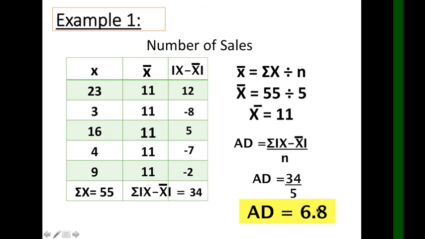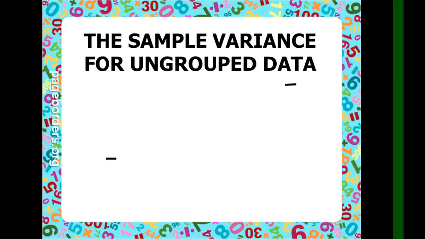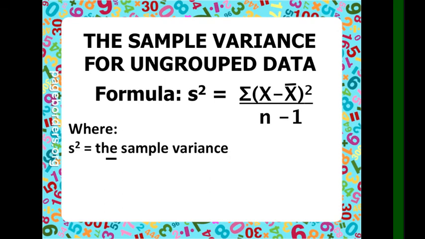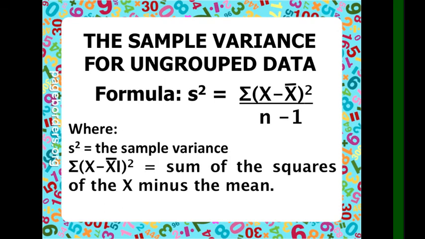So that's the answer. Now, another, we have the sample variance of a group data. So, the formula for the variance is s squared equals summation of the quantity of x minus the mean squared over n minus 1, where s squared is the sample variance, the sum of the squares of the x minus the mean, and n is equal to the sample size.